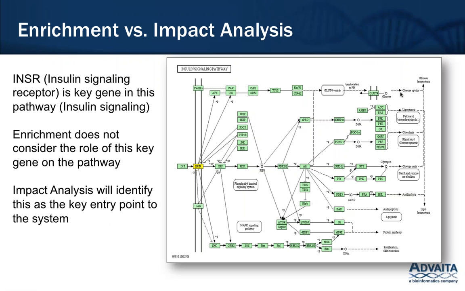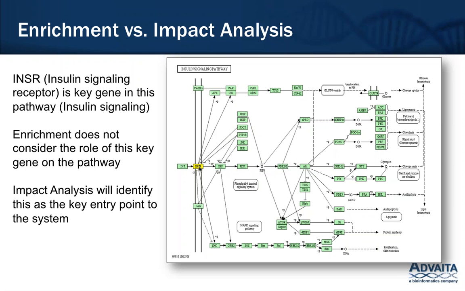So here's that real world example that I was talking about. This is the insulin signaling pathway, and if we just assume for a second that we had just one DE gene, the insulin signaling receptor in this case, and we wanted to assess the relative enrichment, we would see that this is just one of maybe 50 genes on this pathway, and that's all we can really assess is how likely would we see one gene out of this many genes by random chance alone.